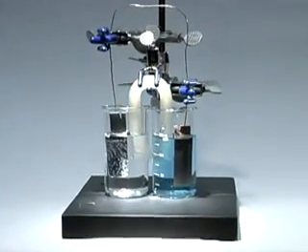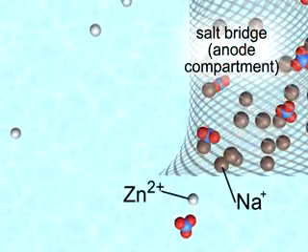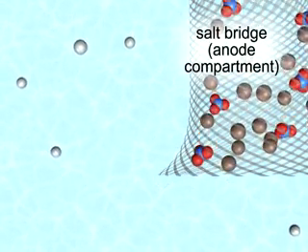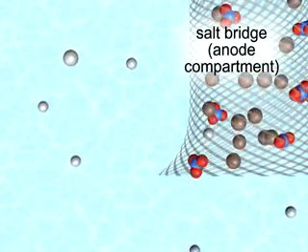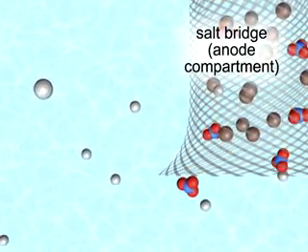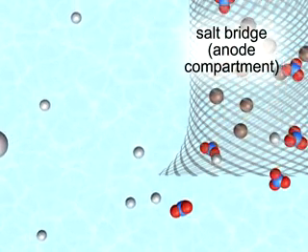Now let's close in to see the role of the salt bridge. The non-reactive sodium and nitrate ions of the salt bridge prevent the buildup of charge that would occur as zinc ions enter the anode solution and copper-2 ions leave the cathode solution. Such a charge buildup would halt cell operation.